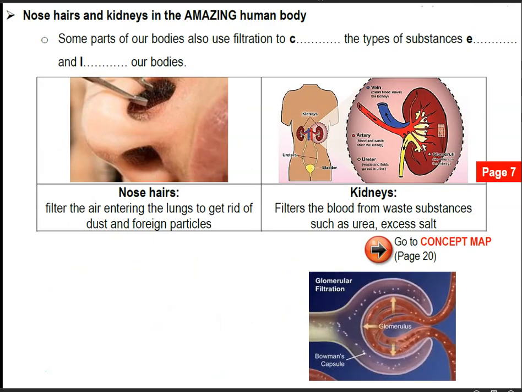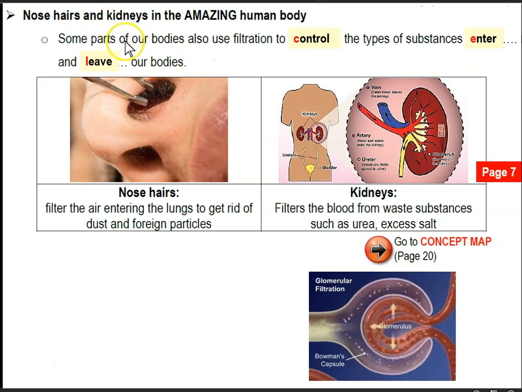Okay, last but not least, there are certain parts of our bodies. We talk about your kidneys and your nose hair, okay, that can be used to filter. So our body can also use filtration to control the type of substances that enter and leave our bodies. So in the example of your nose hair, basically when you breathe in your air, okay, there are actually some microscopic dust particles that you can't see with your naked eye.